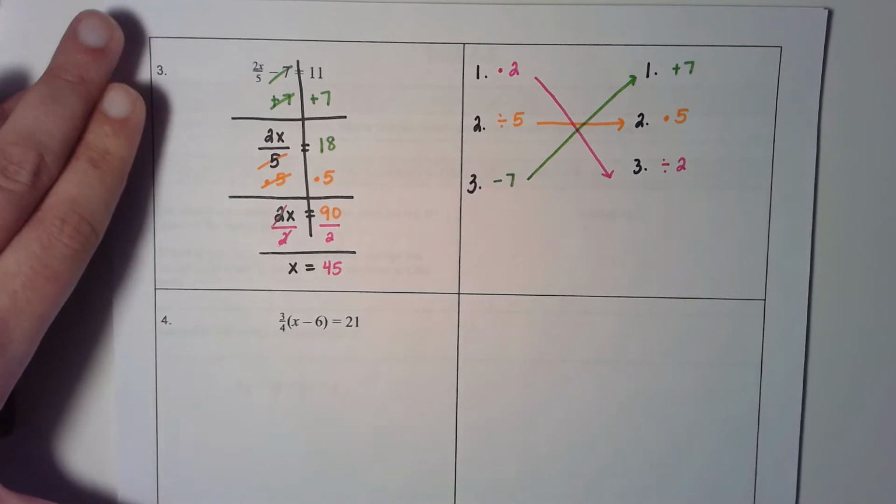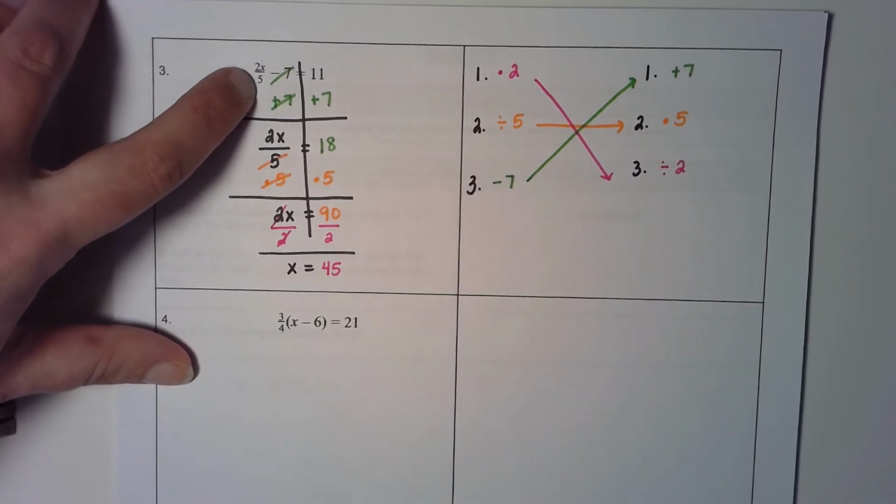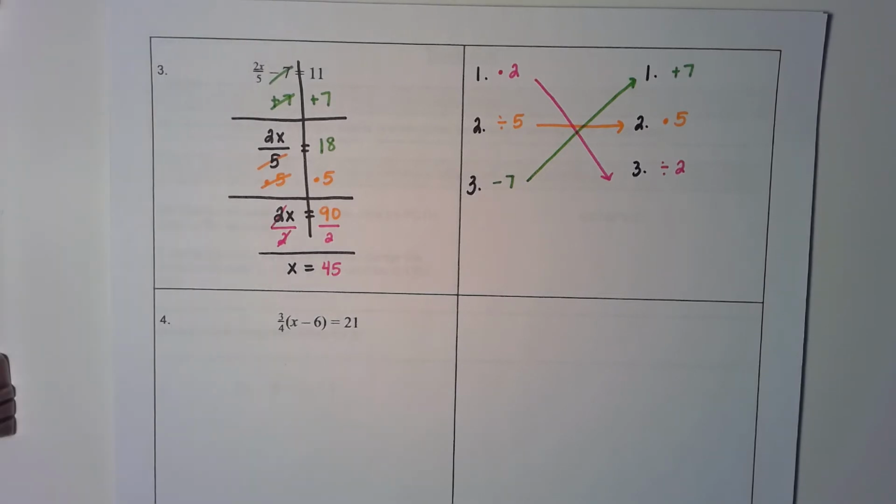Now again, I can always check my answer. 45 times 2 would be 90, divided by 5 would be 18, minus 7 would be 11. So that checks out. We're good to go.